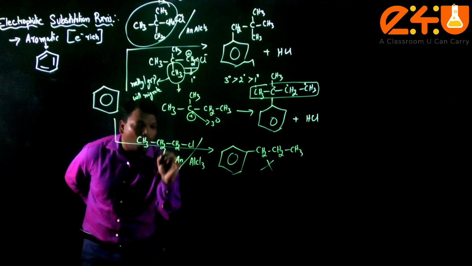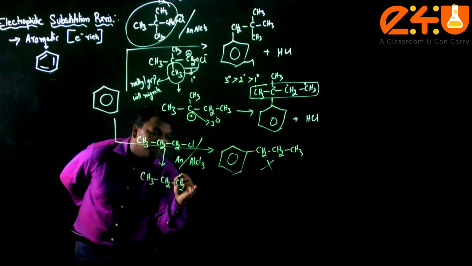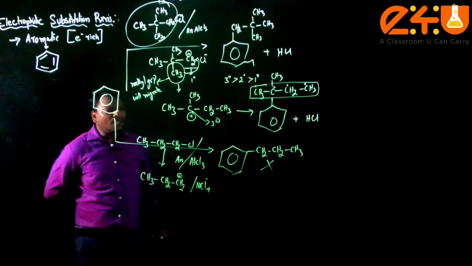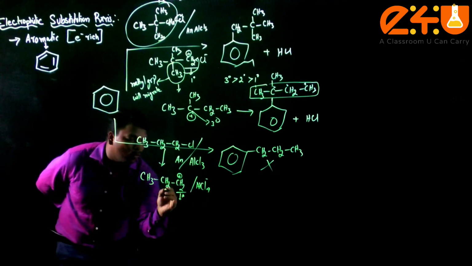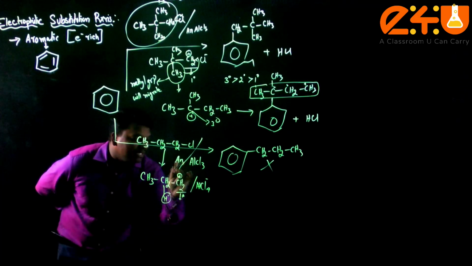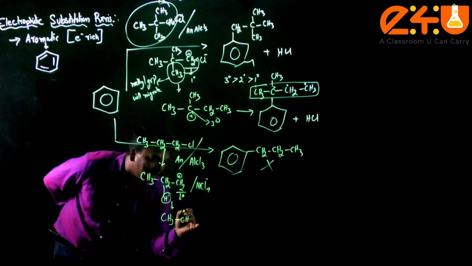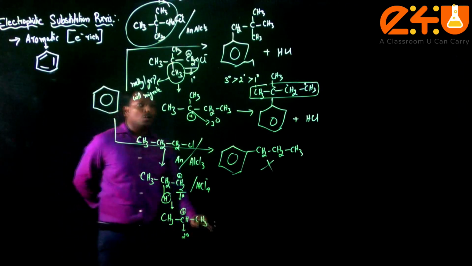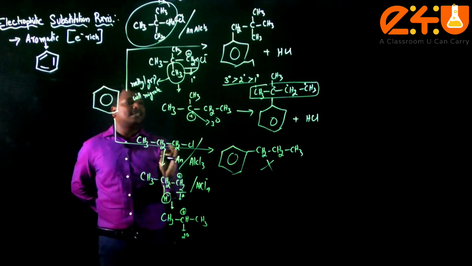Now what you do? First, form the carbocation: CH3, CH2, CH2 plus and AlCl4 minus. Now check whether any rearrangement is possible. Yes, this is primary. Now I am going to transfer a hydride ion, an H minus shift from here, so that it becomes CH3, CH plus, CH3, which is a secondary carbocation. As you know, tertiary is more stable than secondary, which is more stable than primary. Always check for stability of the carbocation.